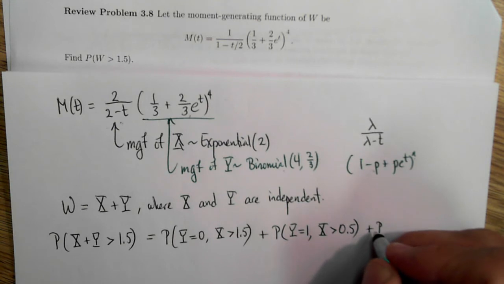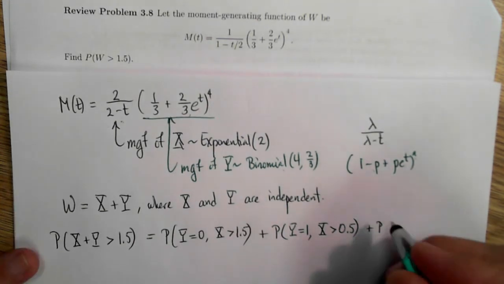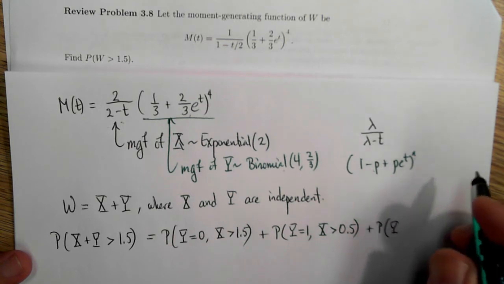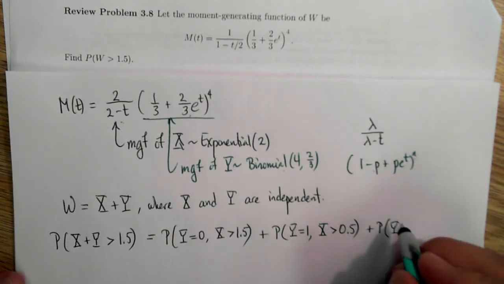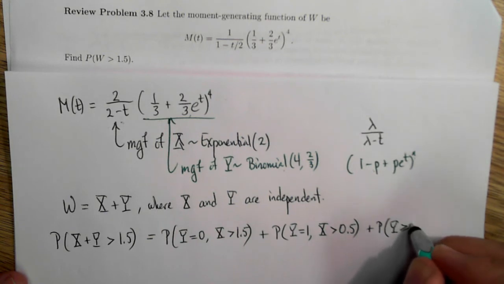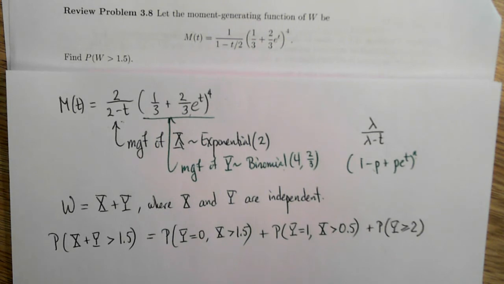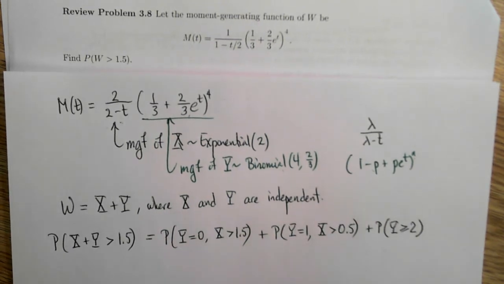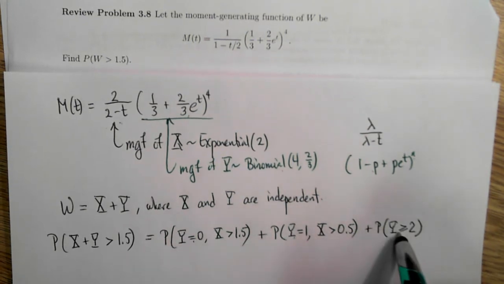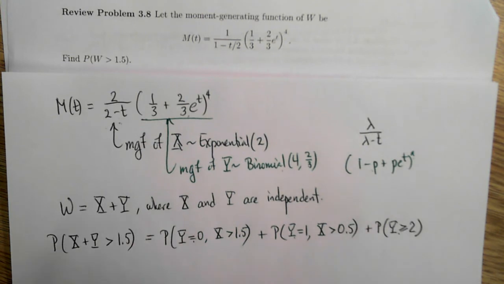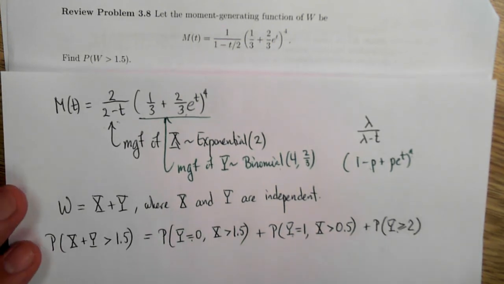Or it could be that the random variable y is greater than or equal to 2, and then x could be anything and it still works. So if any of these three things happens, and these are disjoint events, y equals 0, y equals 1, y greater than or equal to 2, then the sum x plus y must be greater than 1.5. Now I break this up. X is a continuous random variable, but y is discrete. So y can be equal to 0 or 1 or some integer greater than or equal to 0.